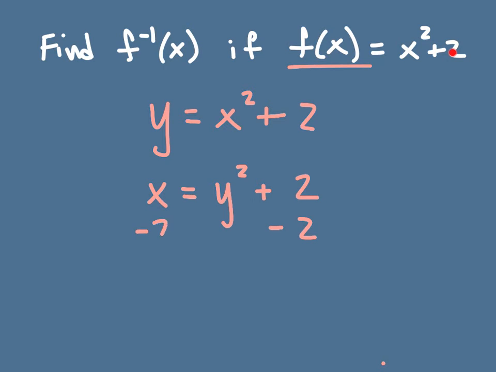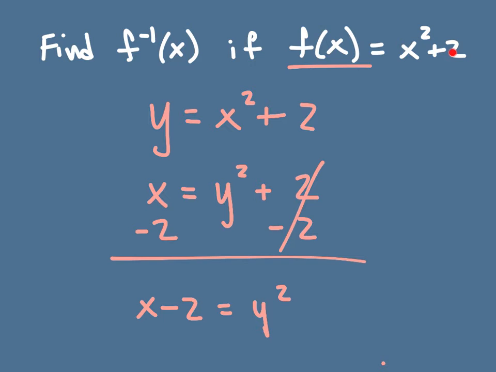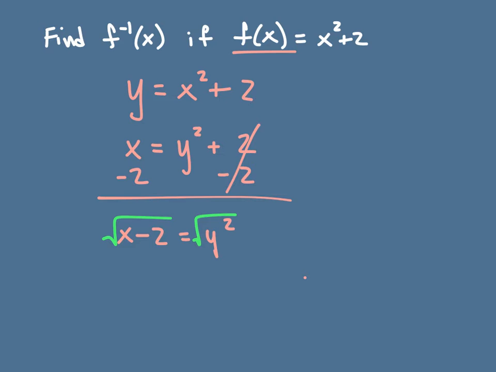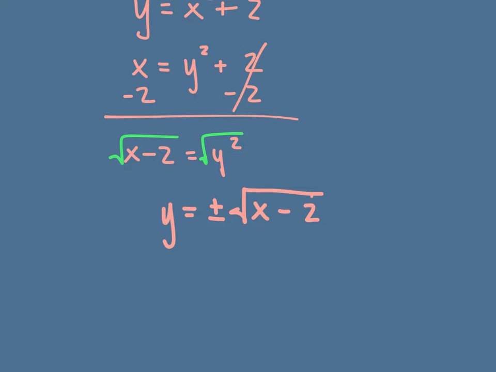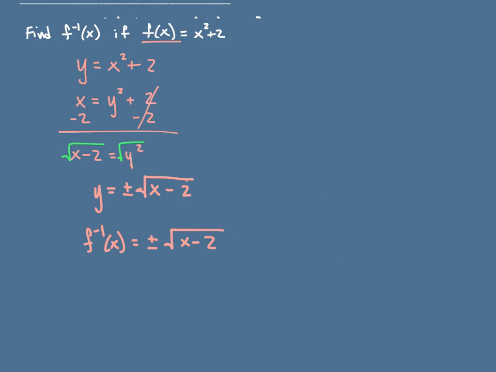I'm going to subtract 2 from both sides, and we get x minus 2 is equal to y squared. Now, we want to take the square root of both sides. As a result, we get that y is equal to plus or minus the square root of x minus 2. At this point, we'd write this as f inverse of x is equal to plus or minus the square root of x minus 2. Now, this itself is not necessarily a function.